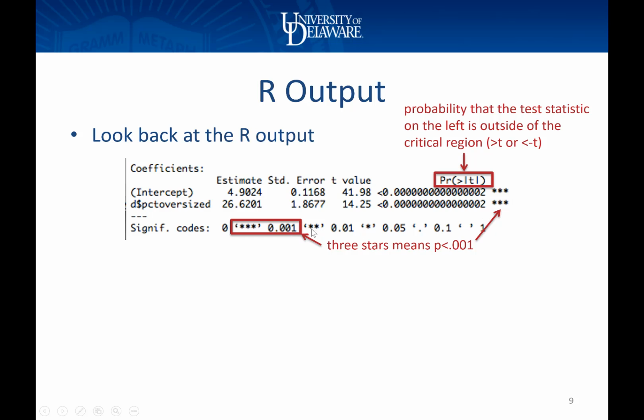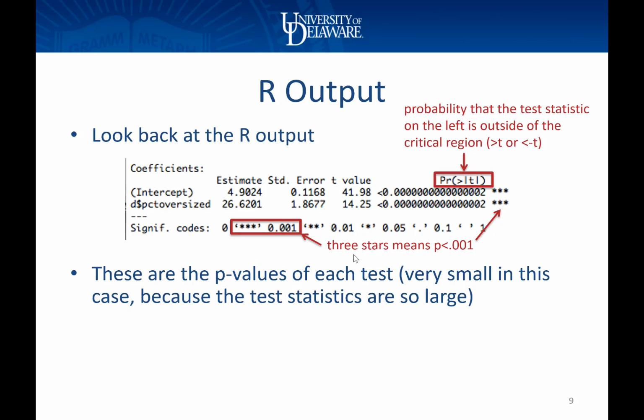And the same is true if we have 2 stars. It means it's between 0.001 and 0.01. And all we want is that it's less than 0.05. So even if we had 2 stars, we could reject the null hypothesis. And looking at the 1 star, it means between 0.01 and 0.05, which is still less than 0.05. So 1, 2, or 3 stars gives us license to reject the null hypothesis and accept these estimates as good estimates of the slope and intercept for the model.